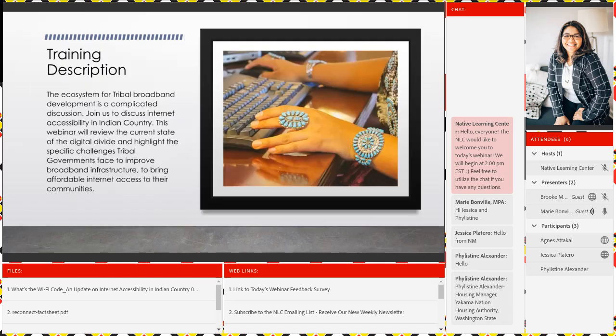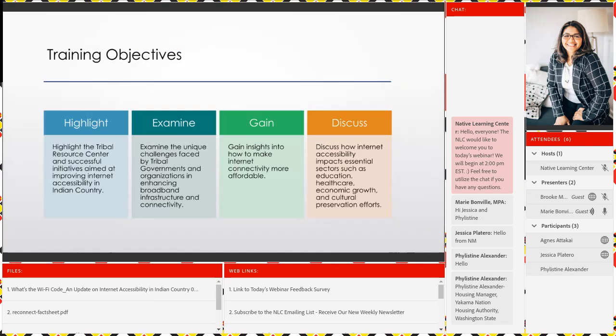Today, we're going to talk about the ecosystem as it relates to tribal broadband development. What does it look like? And what are the challenges that our other practitioners face, right? We'll highlight the Tribal Resource Center.